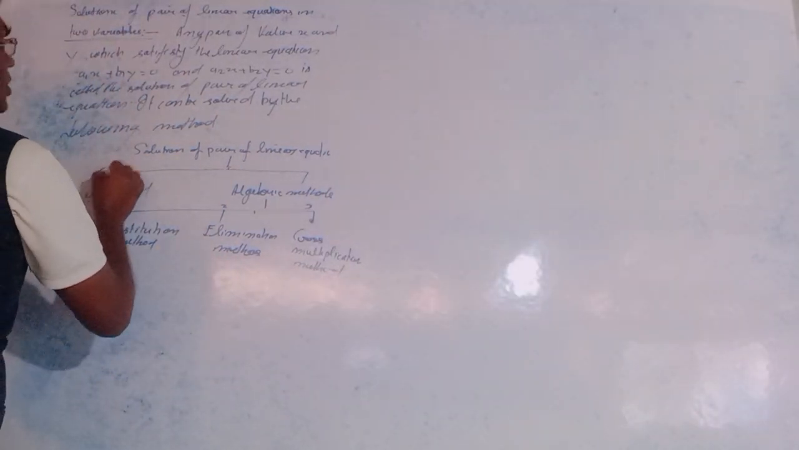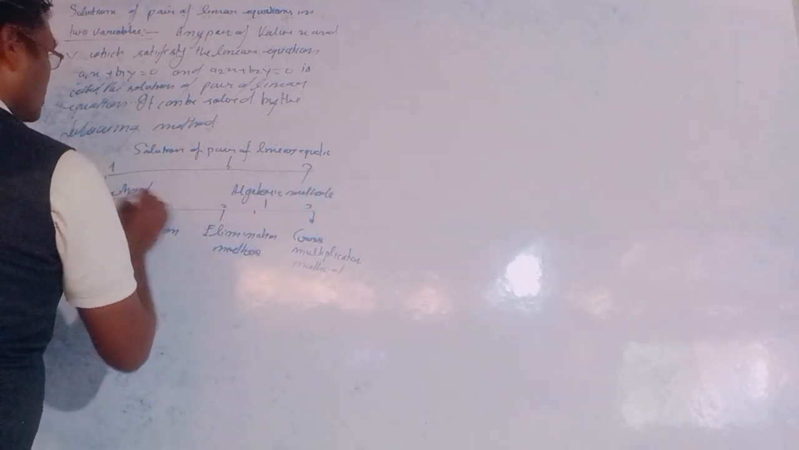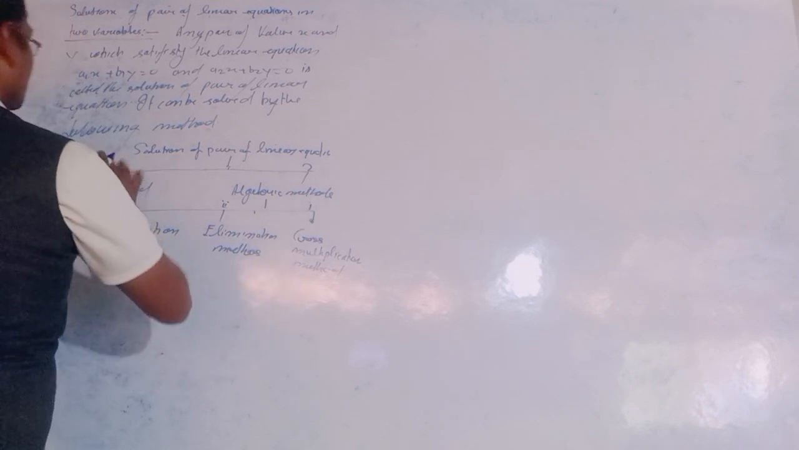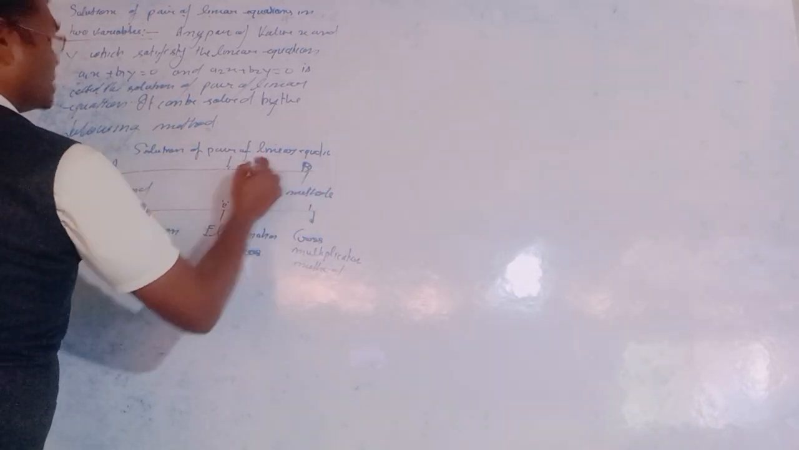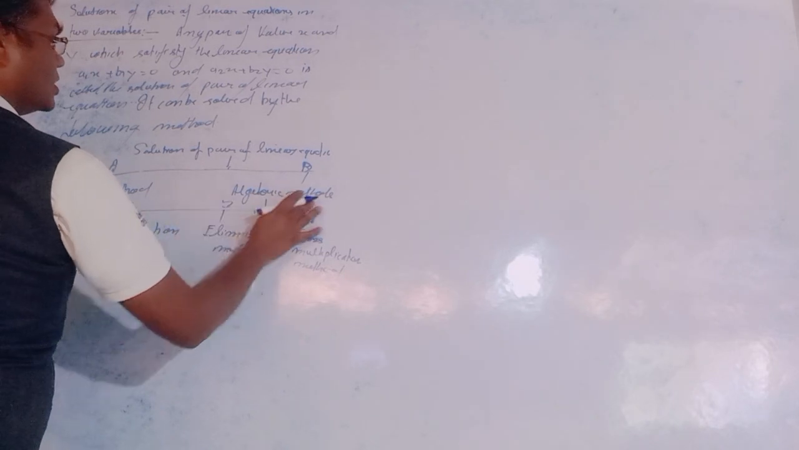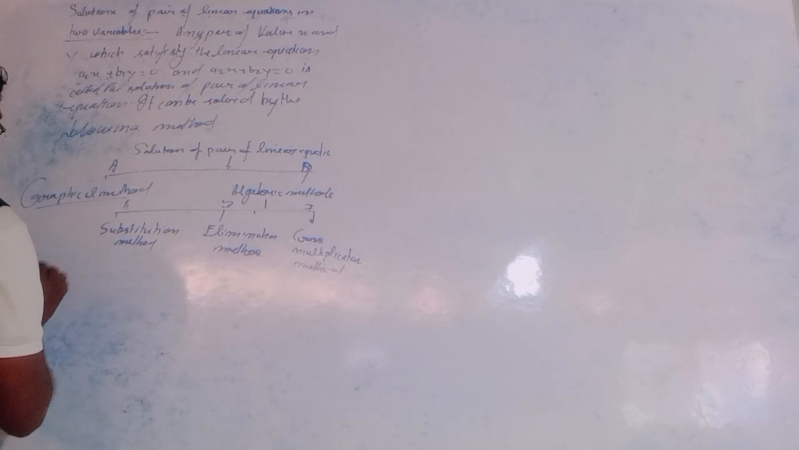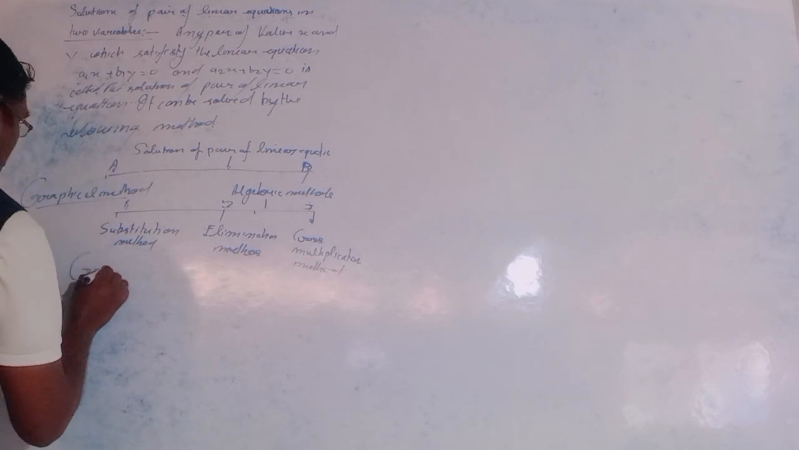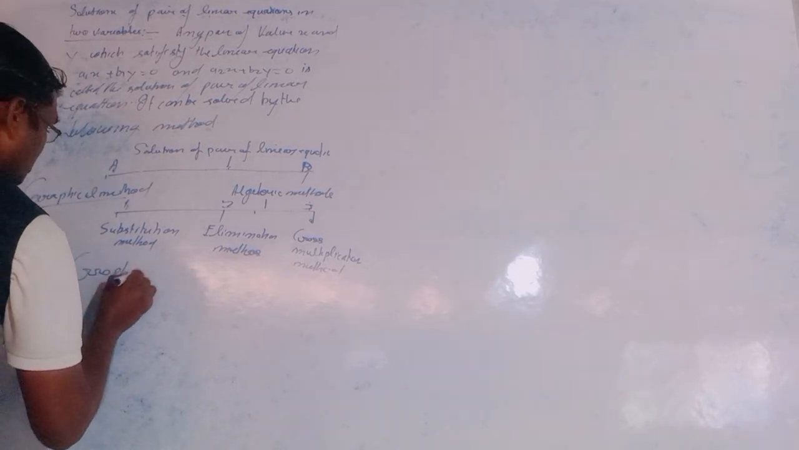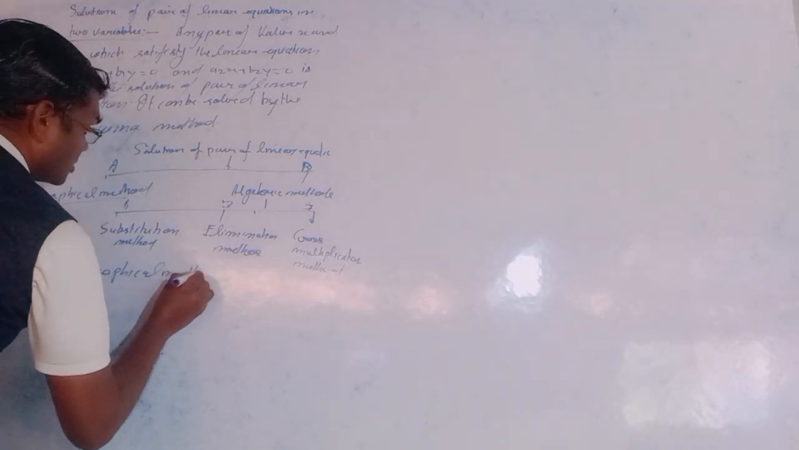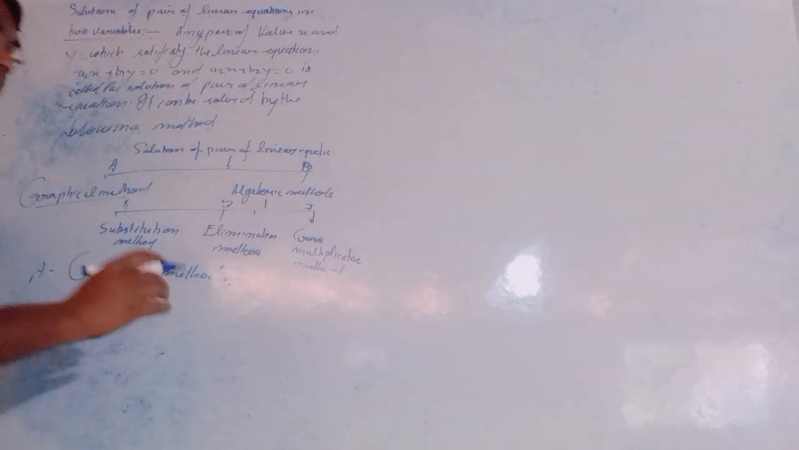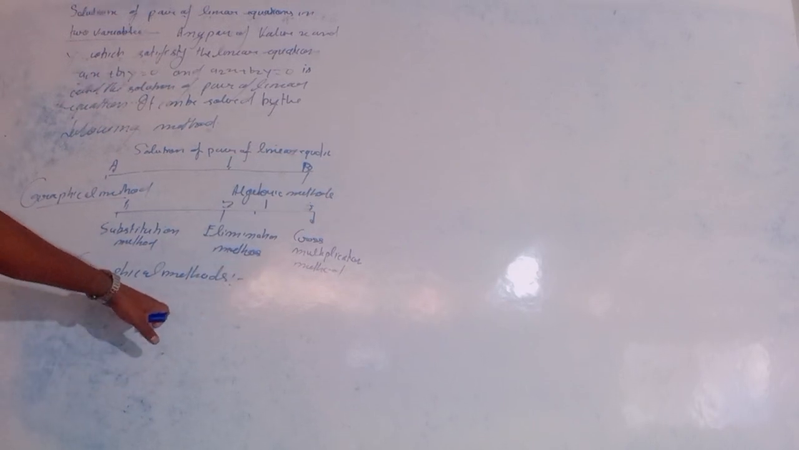First, let's start with the graphical method. Take them as A, B, and here 1, 2, and 3 for the algebraic methods. Systematically, first in A we will take the graphical method. Okay, let's start. First, what will you do in the graphical method?